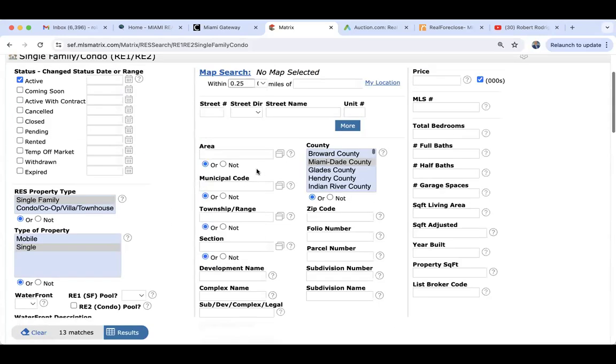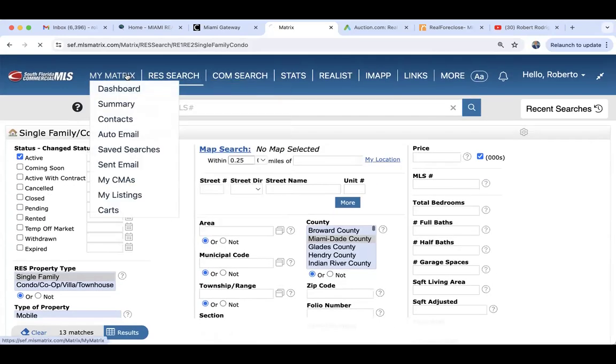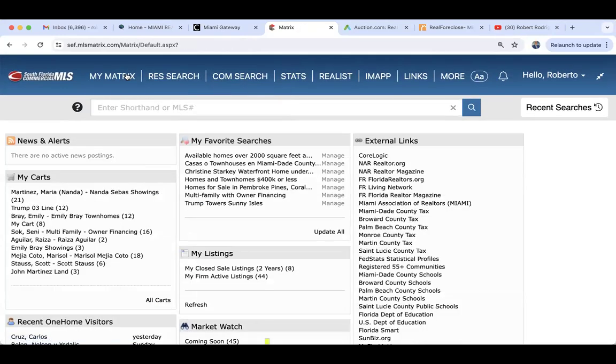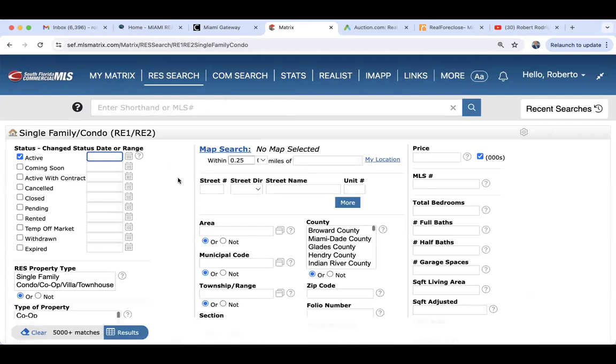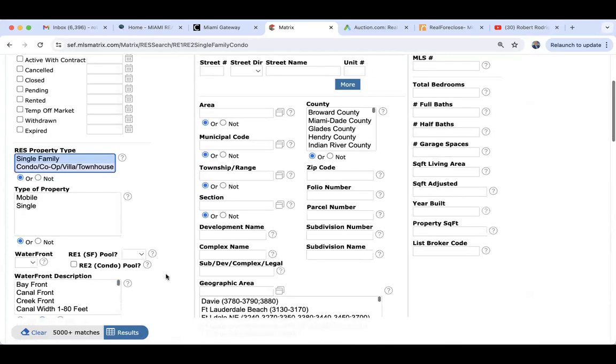All right. So once again, let's just go ahead and start all over. So here we are inside the MLS, and we're gonna look for properties that are fix and flips. Let's begin with that. You guys are gonna conduct an RE1 search, which is a single family home. We're gonna hit active and single family home, and then over here in type of property, we're gonna hit single. We're gonna keep it in Miami-Dade County.